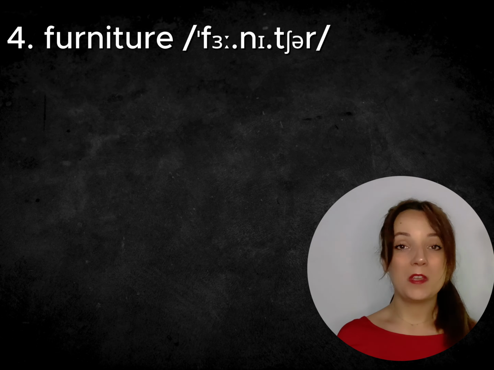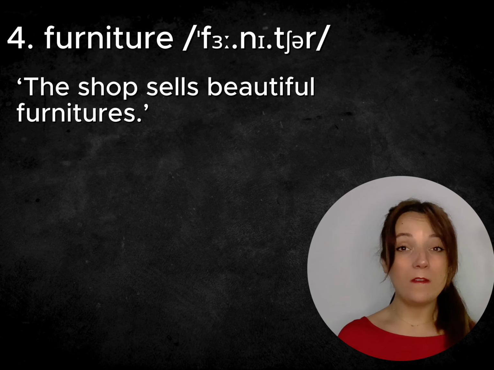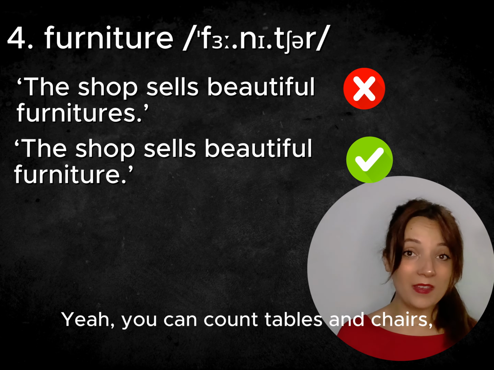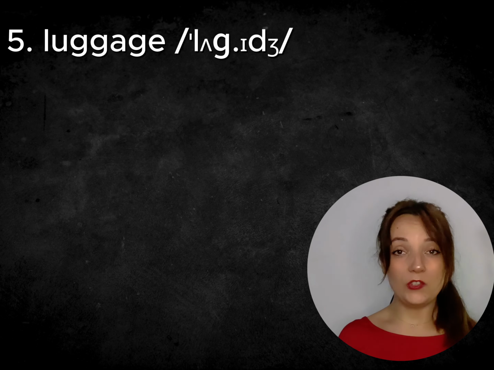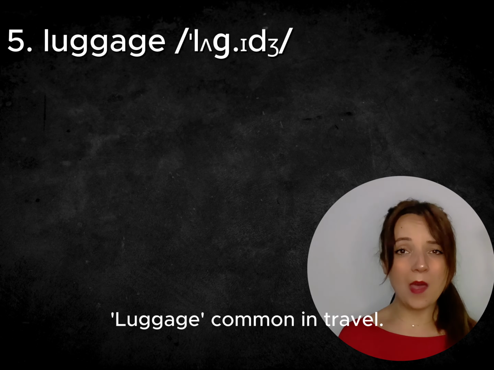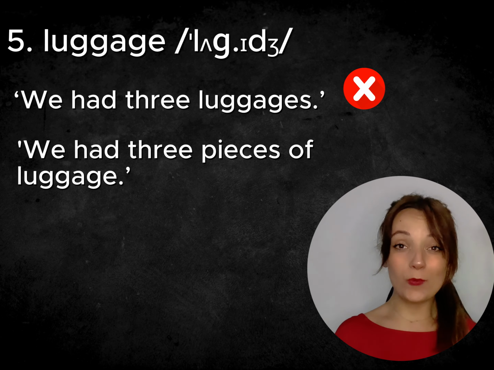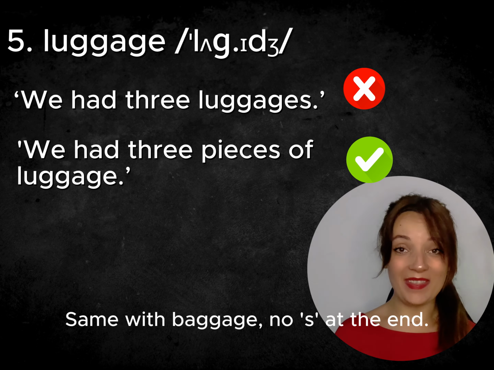Furniture. Another classic mistake. The shop sells beautiful furnitures. The shop sells beautiful furniture. Yeah, you can count tables and chairs, but not furniture. Luggage, common in travel. We had 3 luggages. We had 3 pieces of luggage. Same with baggage. No S at the end.